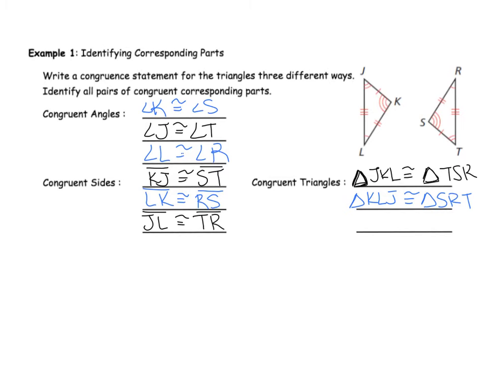And then another option would be triangle LJK would be congruent to triangle, start off with L, so that's R. Then I did J, so that's T, and then S. All right, so that's corresponding parts and how to match them up with angles, sides, and triangles.